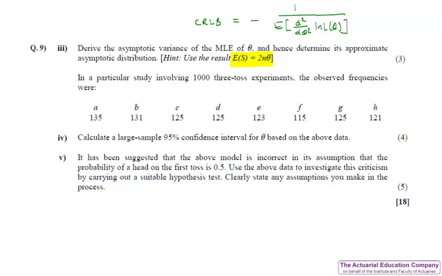In Part 4, we have to calculate the large sample 95% confidence interval. This will be the standard theta hat plus or minus 1.96 times the square root of the Cramér-Rao lower bound. And since we're given data, we can work out what theta hat is. The last part has a slight twist. We're asked to test whether our model is correct, i.e. the probability of a head on the first toss is 0.5.